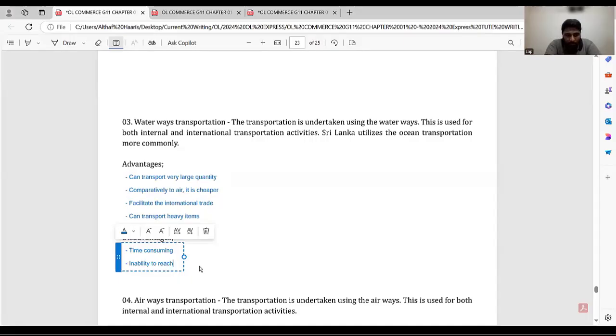Ability to reach every destination. Every destination, you can't go to everywhere. Everywhere doesn't have a harbor also.